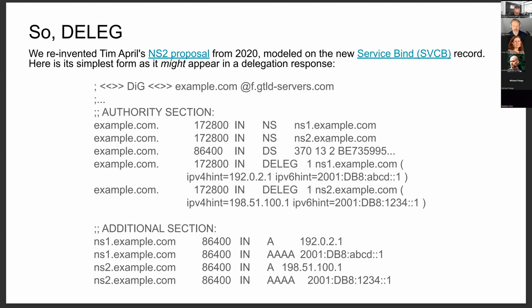So you see here the parameters that you can have, and some of them are now really within the record and don't require an additional section, like the IP addresses that are delivered with the record and can be signed at the parent, so you can trust them. And then go to the next slide.